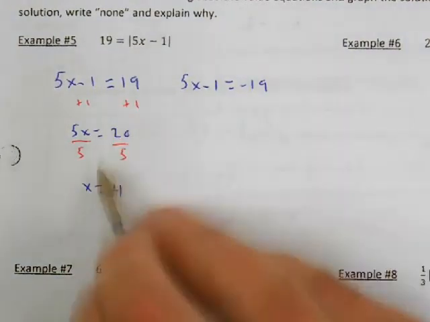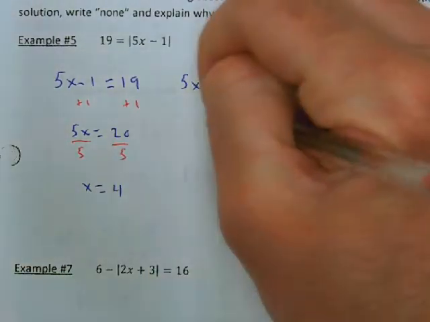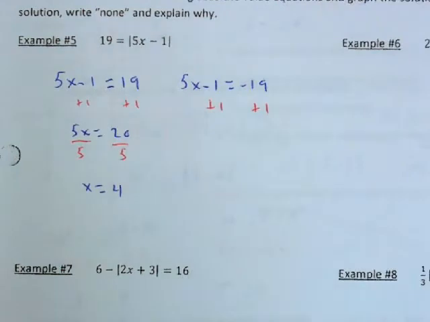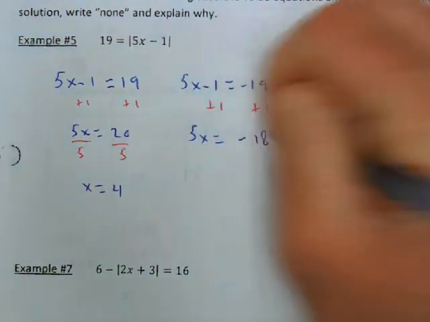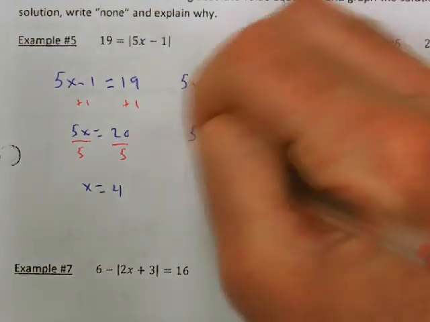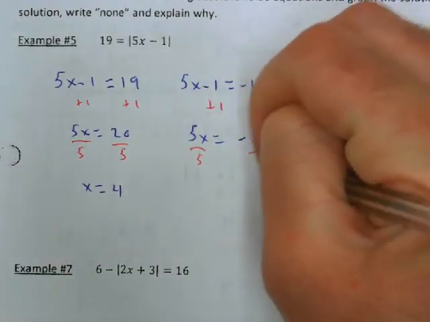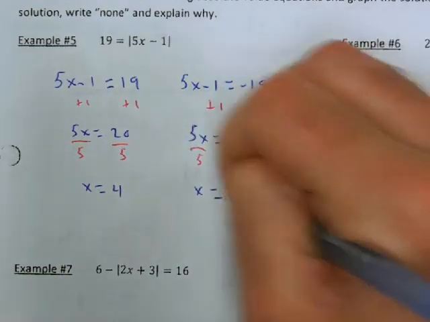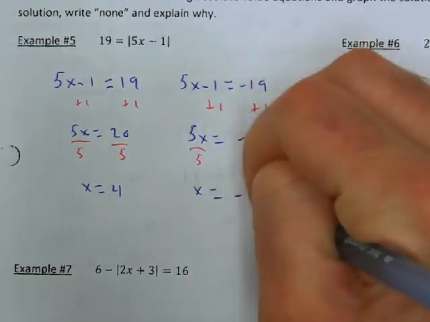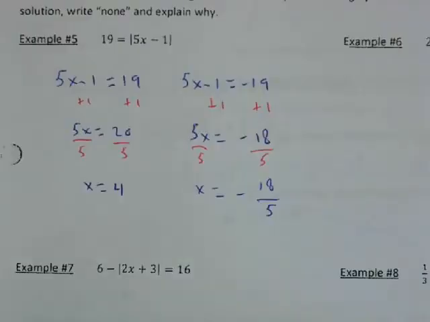Do the same algebraic steps on the other side. Add 1. And we get 5x equals negative 18. And then divide by 5. And we get x equals negative 18 over 5. And just leave it as a fraction. Okay, don't worry about decimals or anything. Just leave it as a fraction. All right, so then those are our two answers.